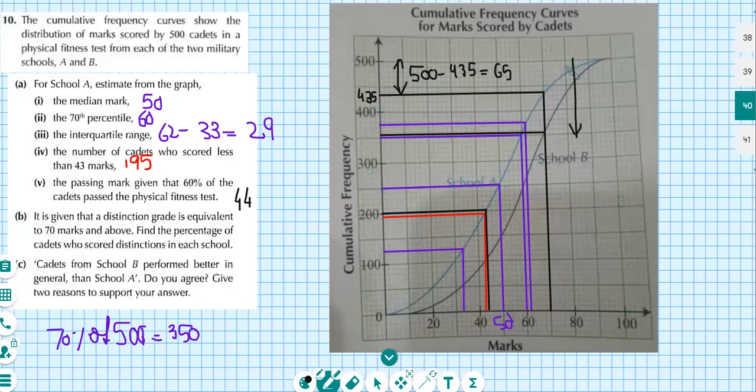These are the number of students who got distinction. So this value is 355. So the total number of students who got distinction in school B will be 500 minus 355 equal to 145.